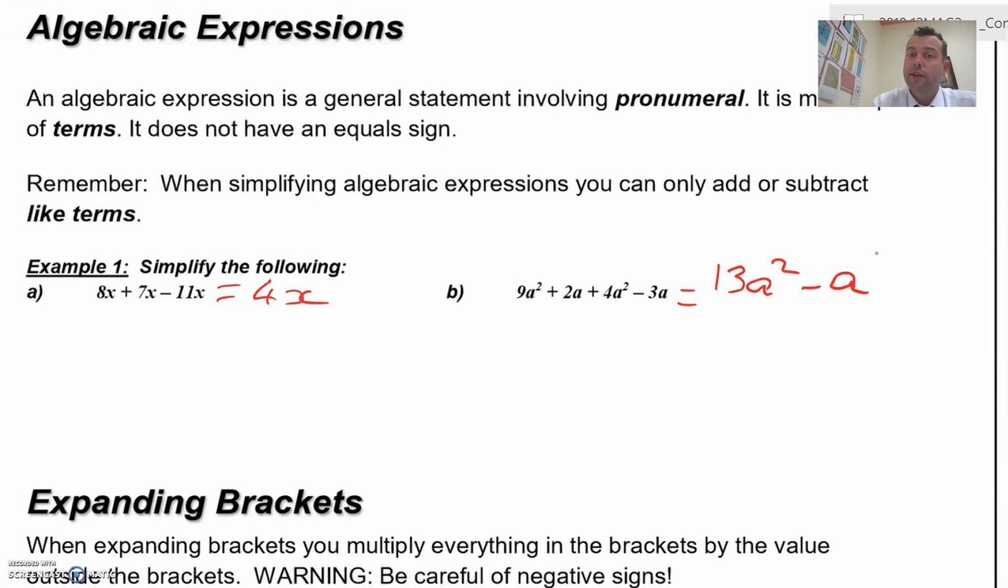Temptation sometimes with these is to end up with just a single term. But that's not what we want here. They're not like terms. We're going to end up with two different ones at the end.